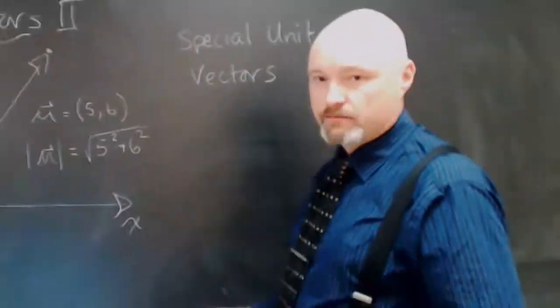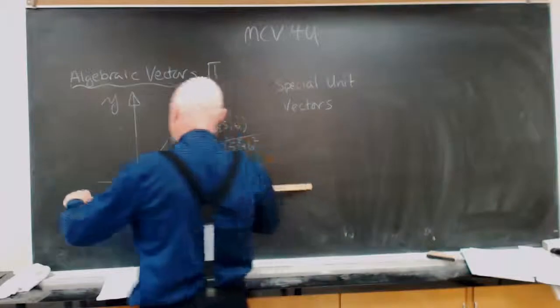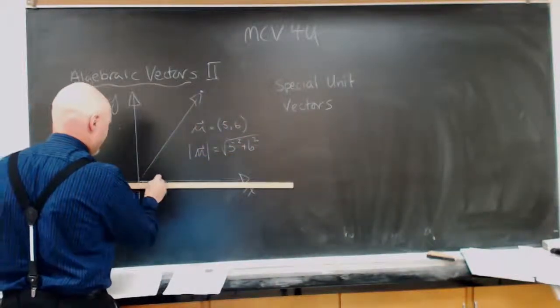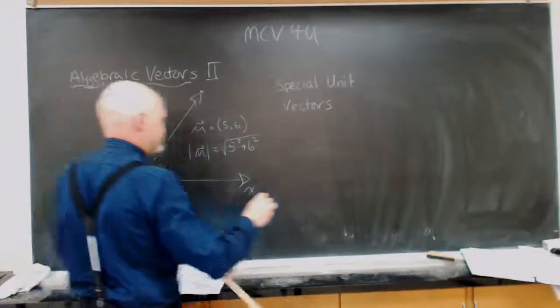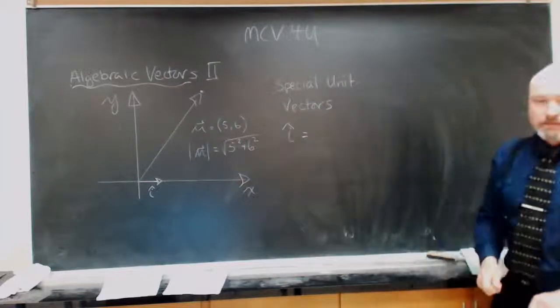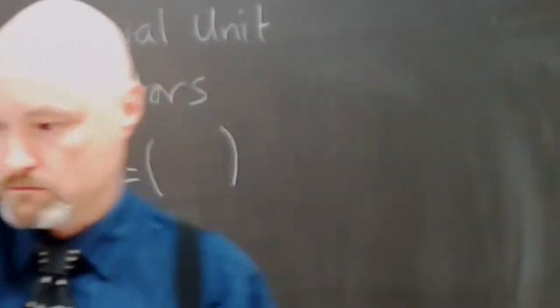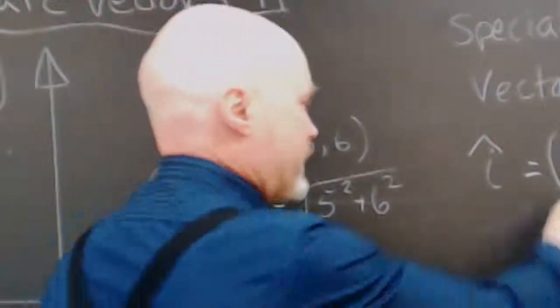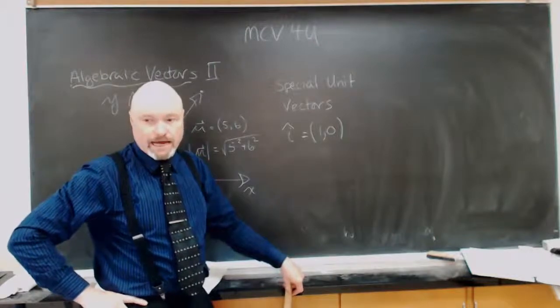Are you ready for this? Special unit vector. This is called I. It looks like I hat. Okay, there it is, I hat. Just looking at it, knowing it's a unit vector, what do you think its algebraic equivalent would be? 1, 0. Yes, that's right. It's just a unit vector that goes along the x-axis.